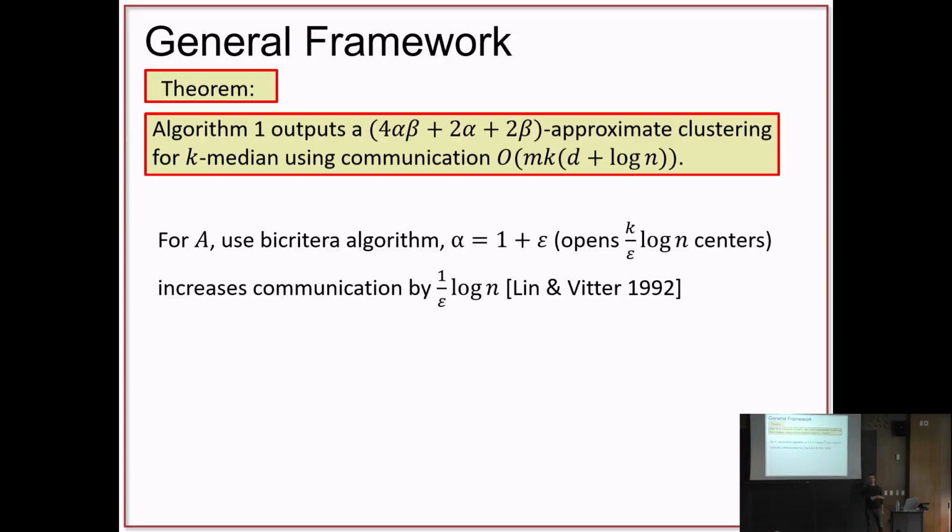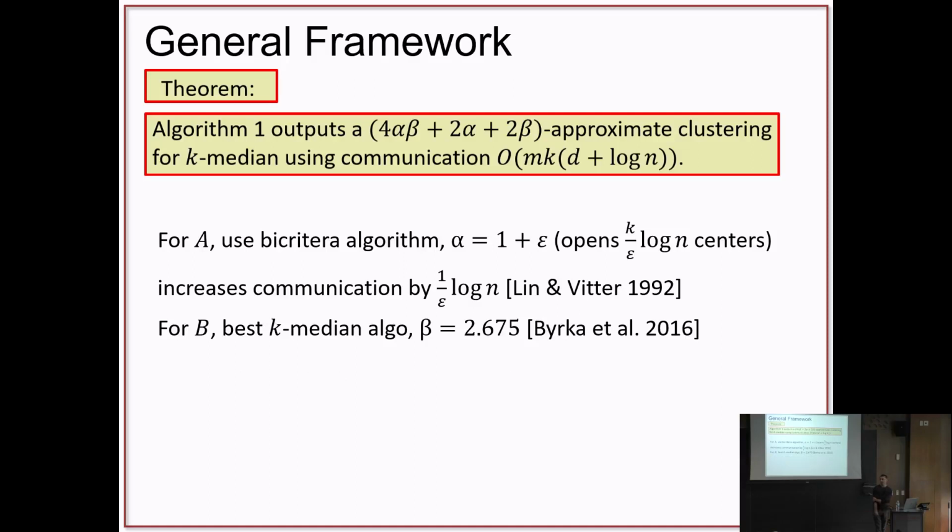So before, when I said bi-criteria, like a couple slides ago, it was with respect to the number of outliers. But here I'm just talking about regular k-median. So now what I mean is that we're going to open up more than k centers. So there's a great bi-criteria algorithm by Lin and Vitter where you open up k over epsilon log n centers, and you can really save on the approximation guarantee. So the approximation of the clustering is 1 plus epsilon. Whereas if we just opened up k centers, it would have had to be the best known, 2.675.